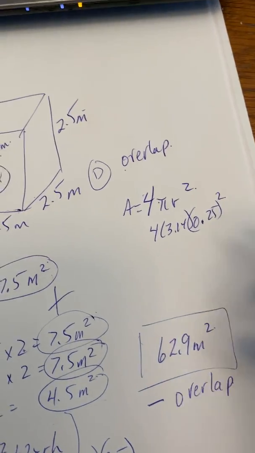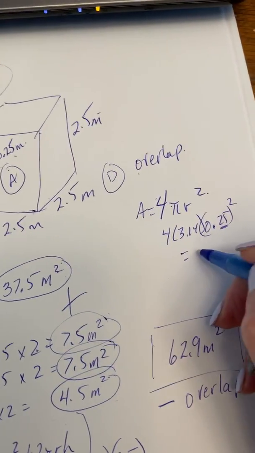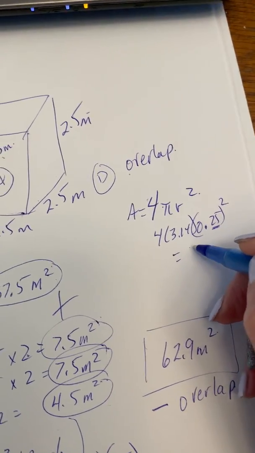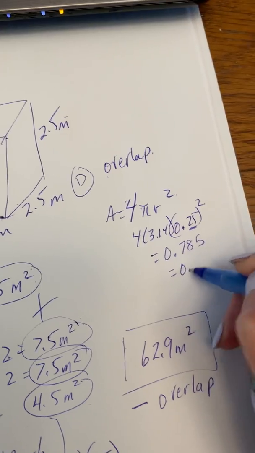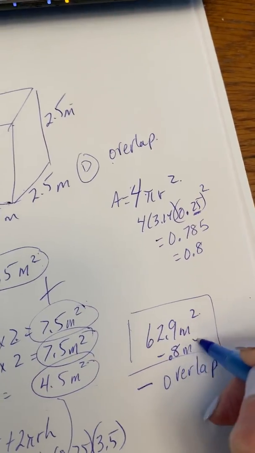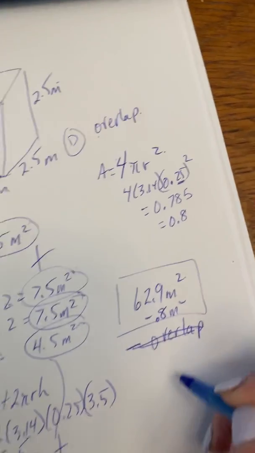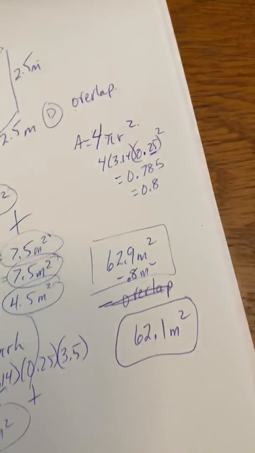And when I work that out, it's a tiny number actually, because we're multiplying by a number less than 1. And when I figured it out on a calculator, this is exactly what I got. And I rounded it to around 8/10. So I subtracted 8/10 of a meter here. Okay, and then my final answer was around 62 1/10 of a meter squared.